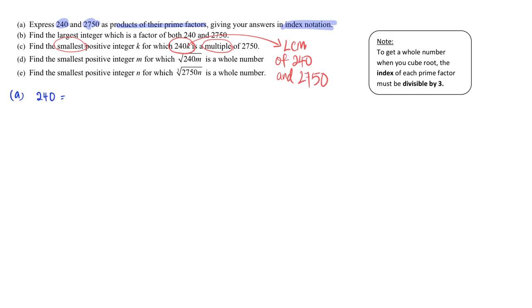Okay, so for part A, 240 will be equal to 2 to the power of 4 times 3 times 5. And for 2750, this will be equal to 2 times 5 to the power of 3 times 11.